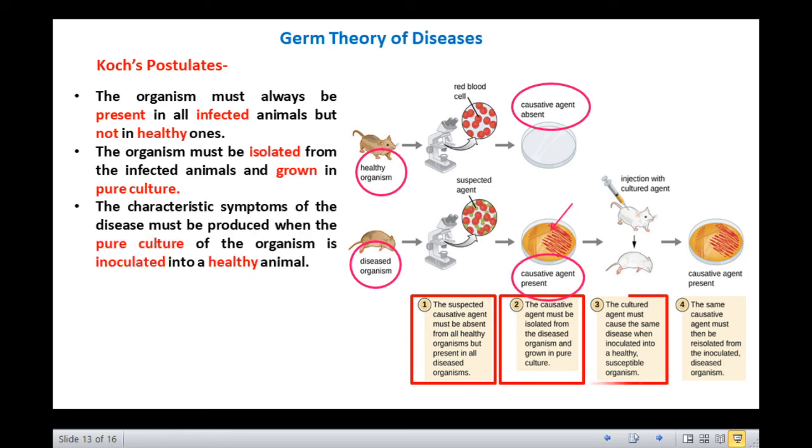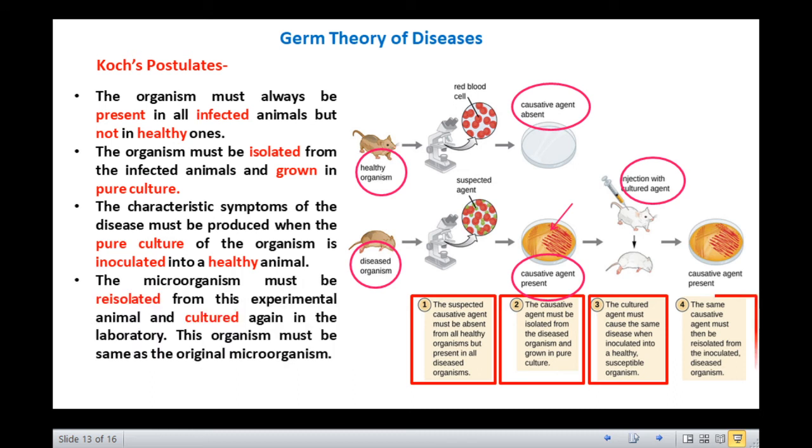The characteristic symptoms of the disease must be produced when the pure culture of the organism is inoculated into a healthy animal. The 4th postulate states the microorganism must be re-isolated from this experimental animal and cultured again in the laboratory. This organism must be the same as the original microorganism. Using Koch's postulates as a guide, the investigators following Koch identified the causative organisms of many human and animal diseases.